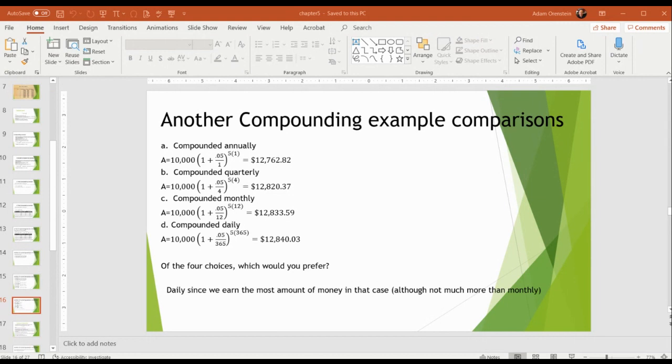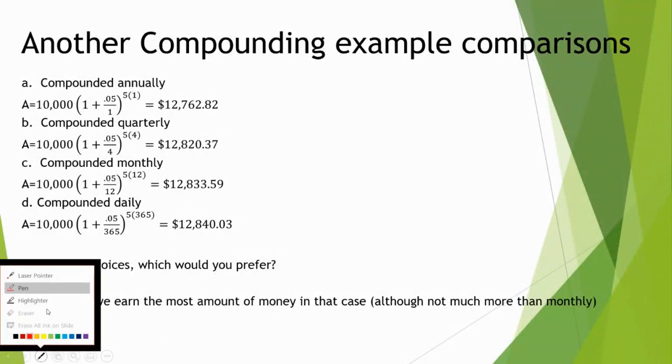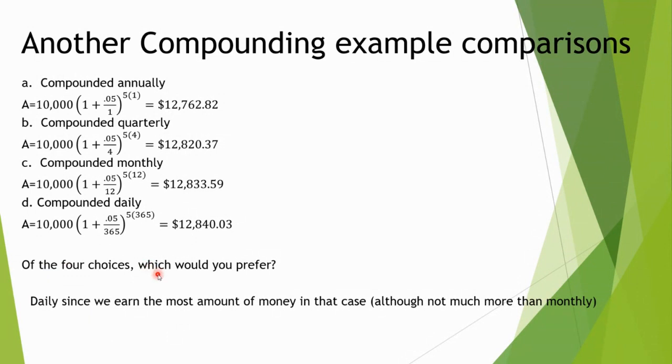All right. So of these 4 choices, you could probably answer this easily. Which one would you prefer? Well, not to mention the answer is here already. Daily, right? Compounding daily, you're going to earn the most amount of money. It's not much more than monthly. Here it's only a little less than $7, but it's still the most. Definitely a lot more than annually, as you can see. But either way, daily, you earn the most amount of money by compounding daily.